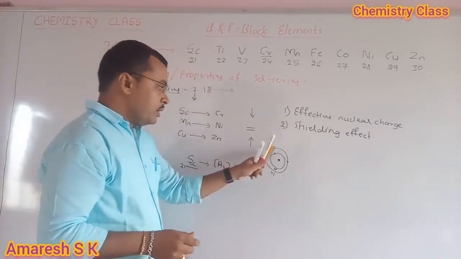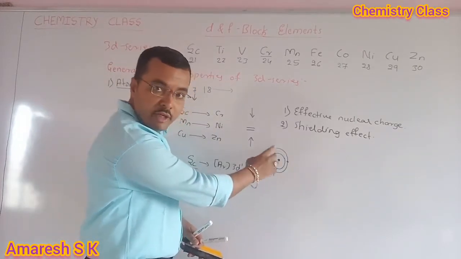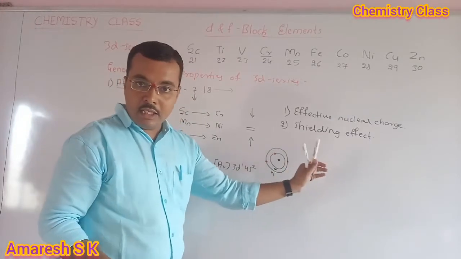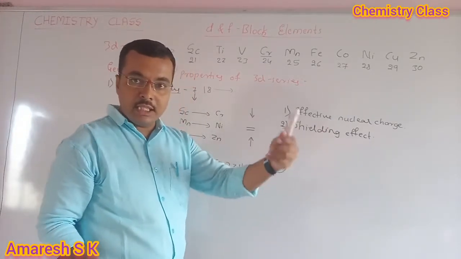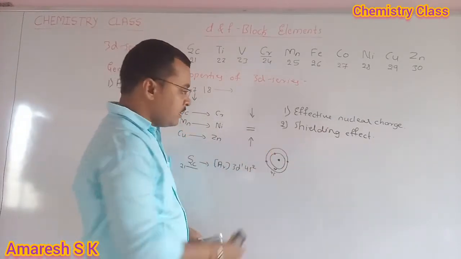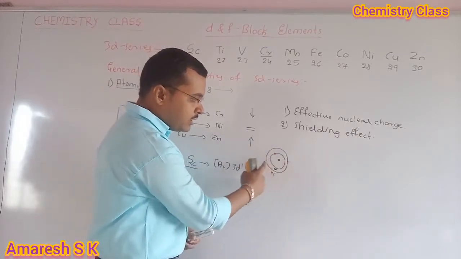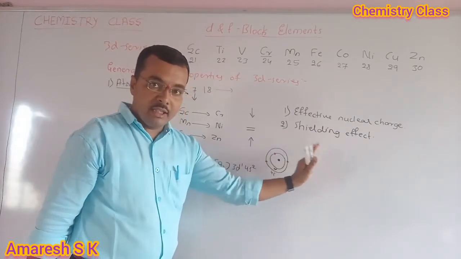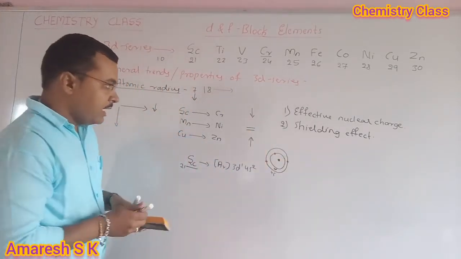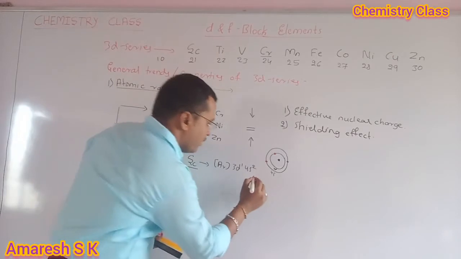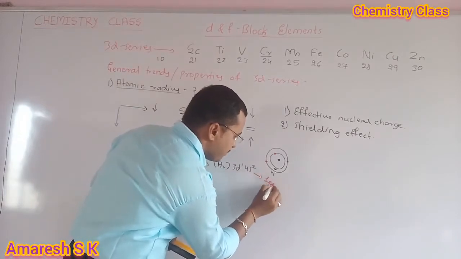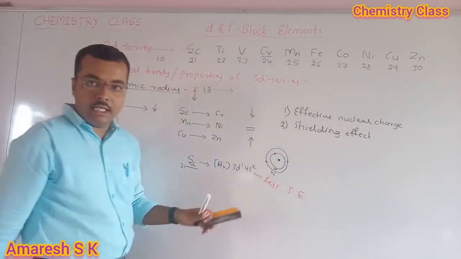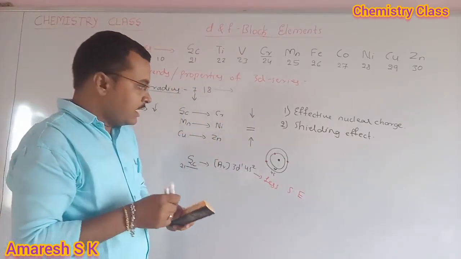Next, this one electron will not shield these two electrons. Shielding effect means, as I already told, a protective layer. This one electron will not shield these two electrons. It means there is a less shielding effect in scandium.